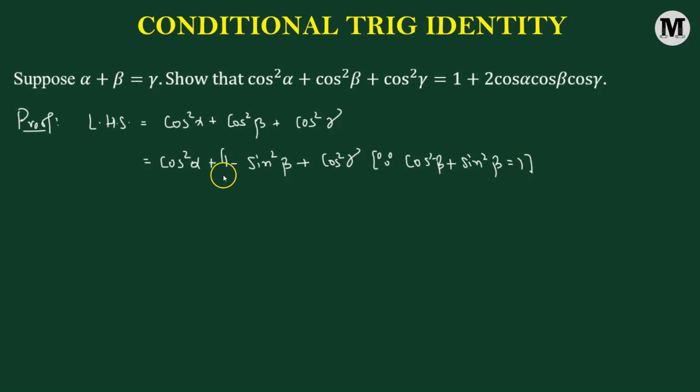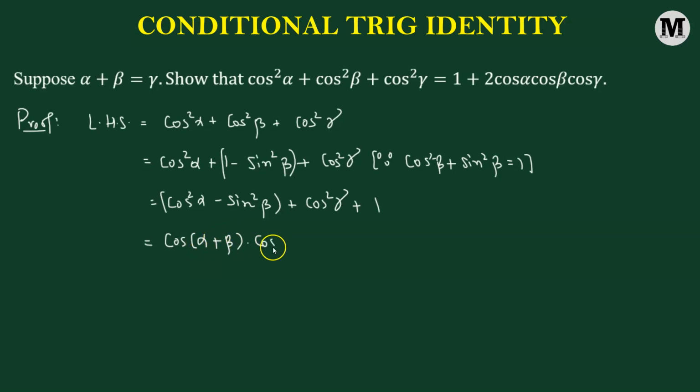So that's an identity. Now in the next step, we're going to combine cosine squared alpha with negative sine squared beta. This is going to be one single term because there's a standard formula, added to cosine squared gamma plus 1. Now cosine squared alpha minus sine squared beta comes out to be cosine of alpha plus beta multiplied by cosine of alpha minus beta. And then we have the rest of the terms, cosine squared gamma plus 1.